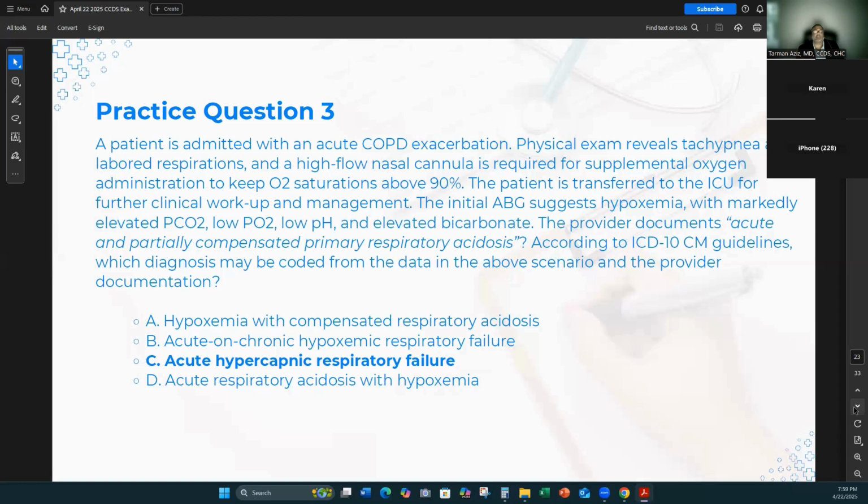And that's the only thing that makes choice B wrong, there's no tangible evidence in the question of chronic failure. So you're looking for just an acute form that matches the statement about acute primary form of respiratory acidosis, which the coding guidelines allow for. Coding choice C. Good.